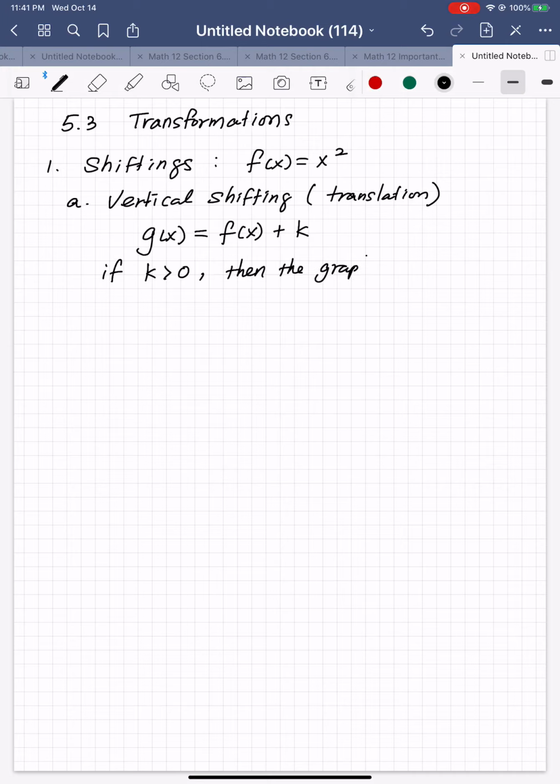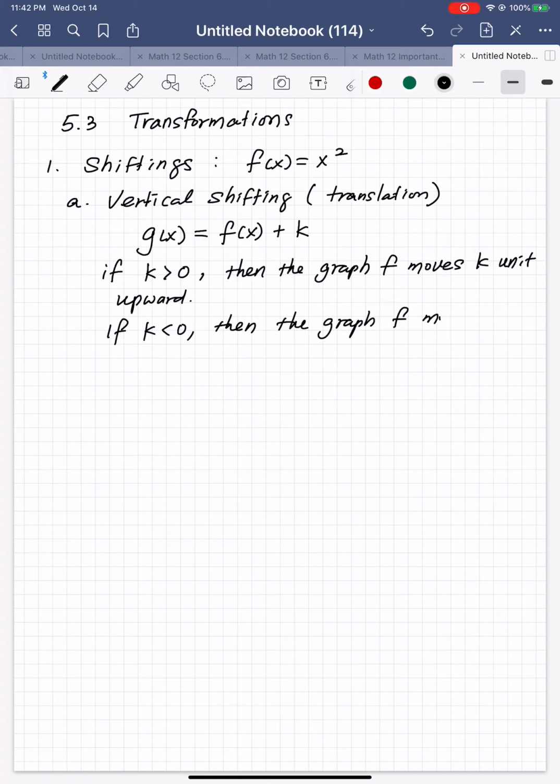If the k is a positive number, then the graph of g function moves k units upward. And if the k is a negative, that means the graph of function f moves k units downward.